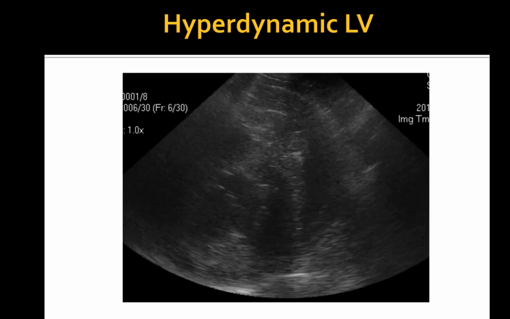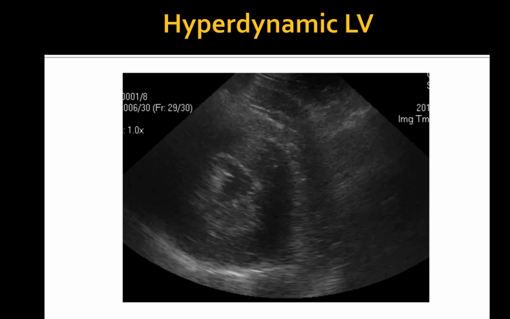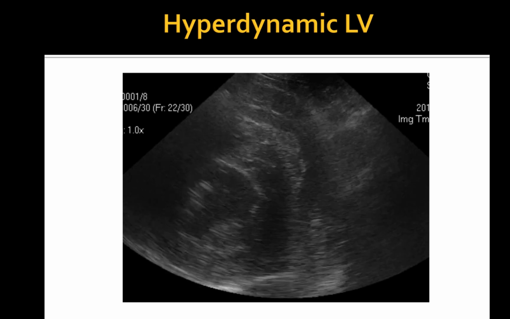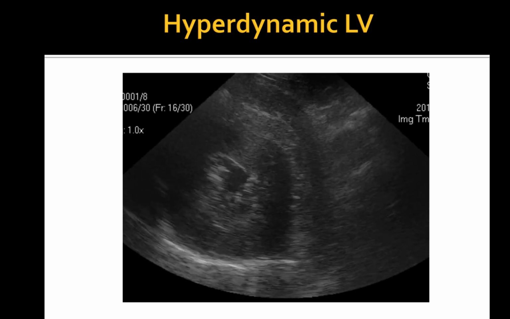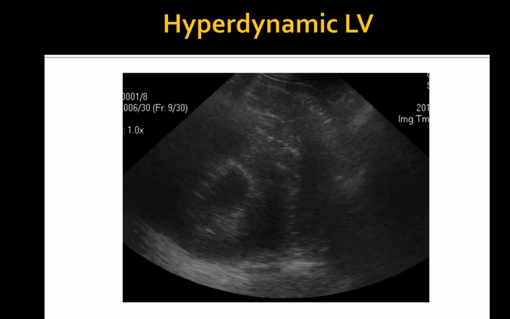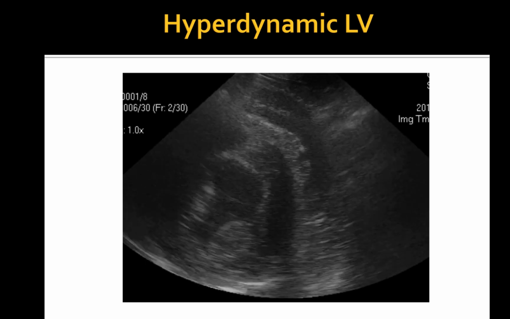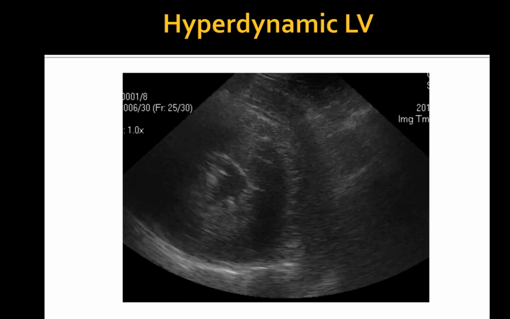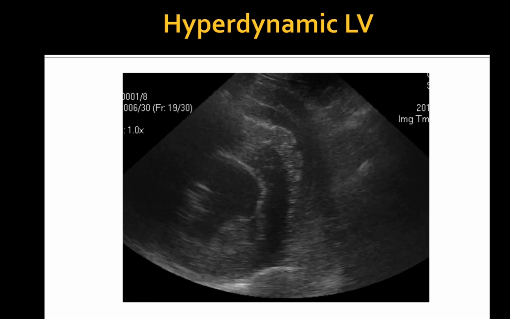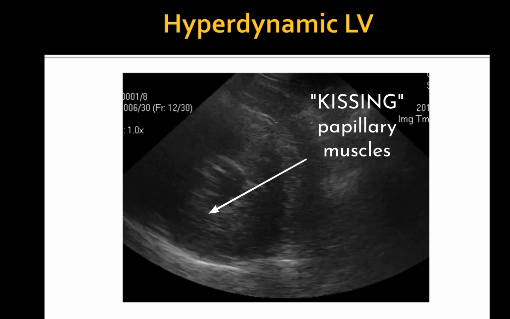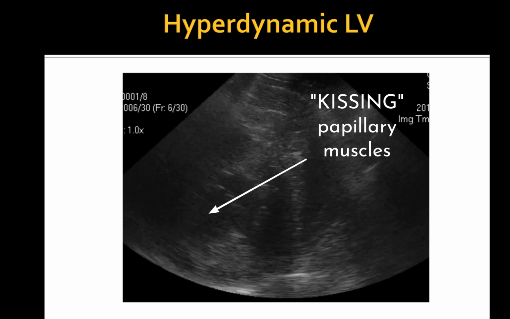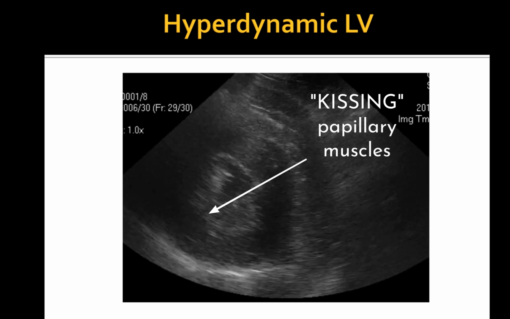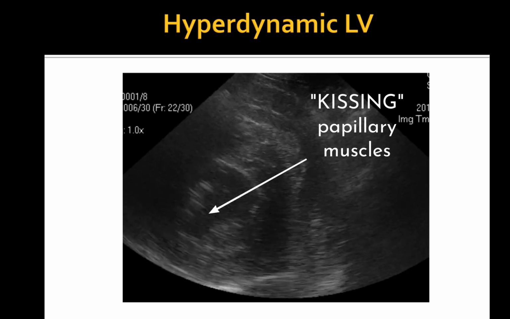This is an example of a hyperdynamic left ventricle. Here, you can appreciate a small LV lumen during systole and vigorous hyperkinetic contractions obliterating the ventricle in systole. Also, you can appreciate so-called kissing of the papillary muscles that come in contact during LV contraction.